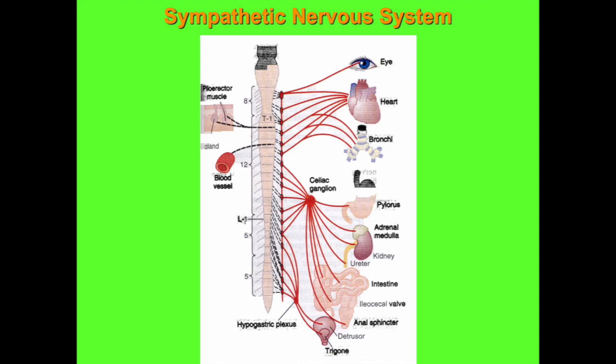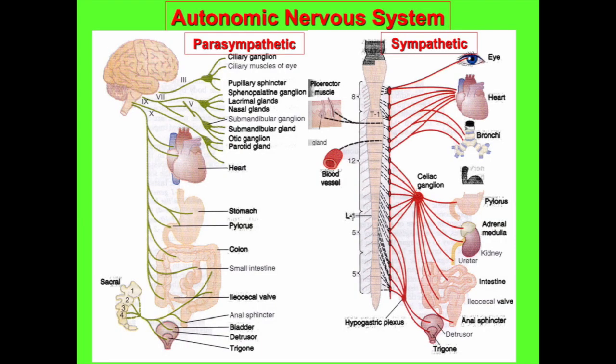Notice that in the middle part of the body, the middle part of the spinal cord, there's a ganglion that the nerves are distributed from, the celiac ganglion. And then there's the hypogastric plexus that goes to the bladder. And again, the neurotransmitter here is norepinephrine. So we're going to play on these two molecules to control these systems. There are the two systems anatomically side by side.